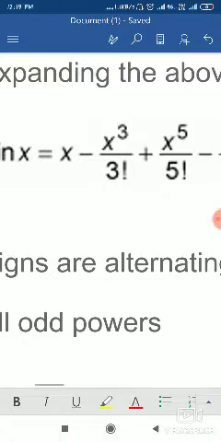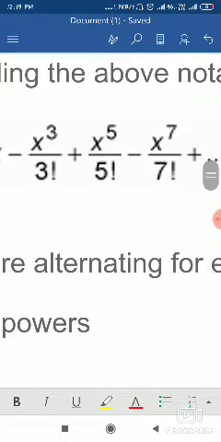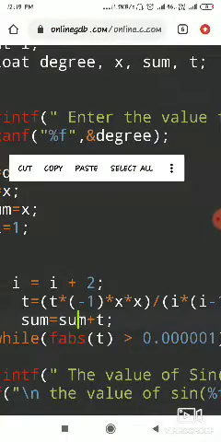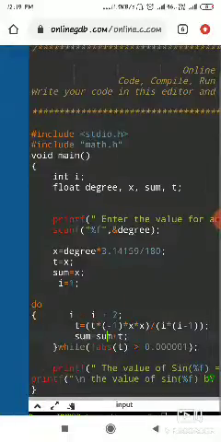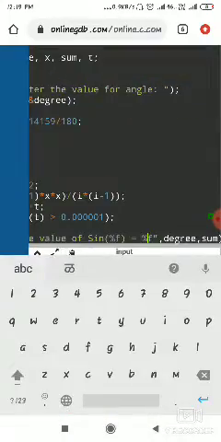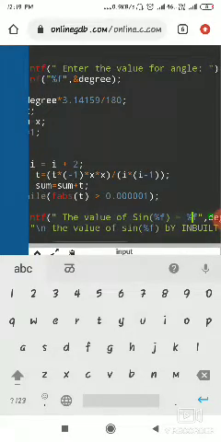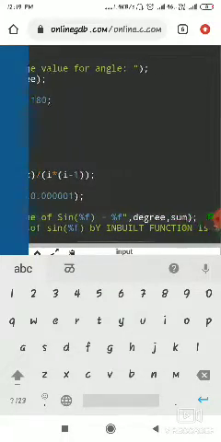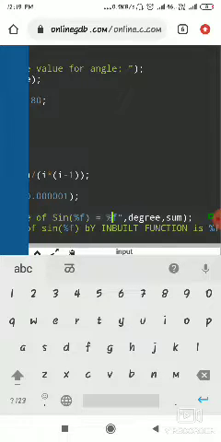Now if you are able to see, this is the series we have got: x minus x cube divided by 3 factorial plus x to the power 5 divided by 5 factorial. And in the same fashion we will be proceeding with the further series. Okay, so this is how the program looks, and we will be checking how to get the program correct. Now this is the value of sin f. I am simply printing the messages because they have asked us to compare the actual sin value and the answer that we have given from our end. So I am comparing both the results.